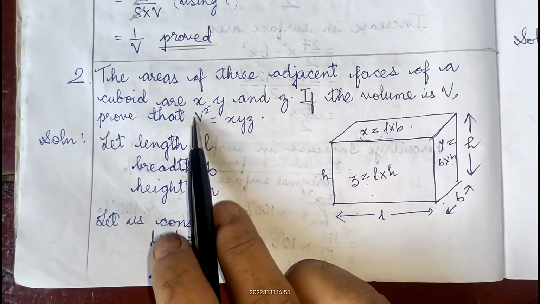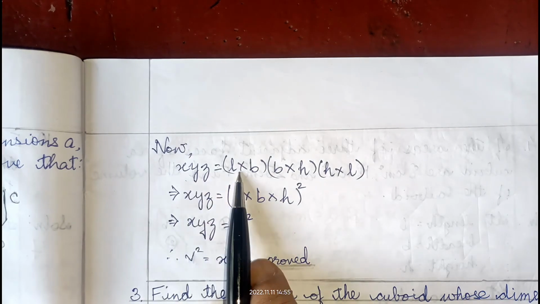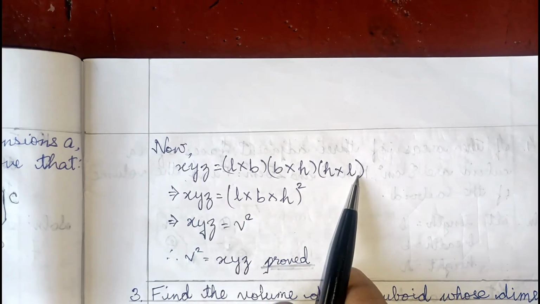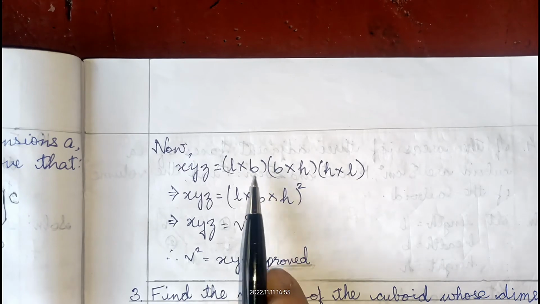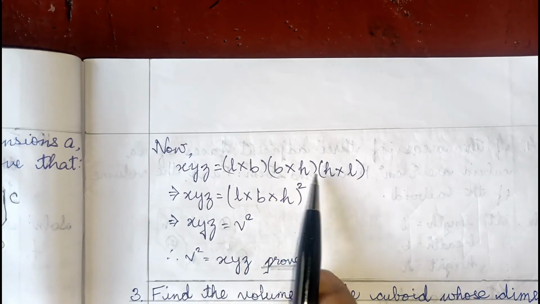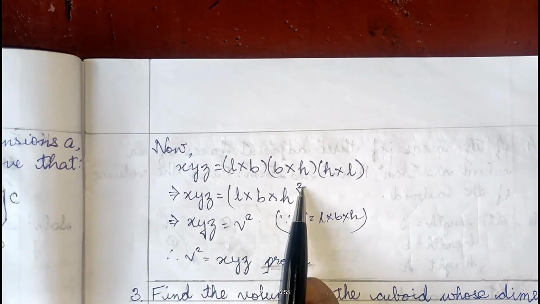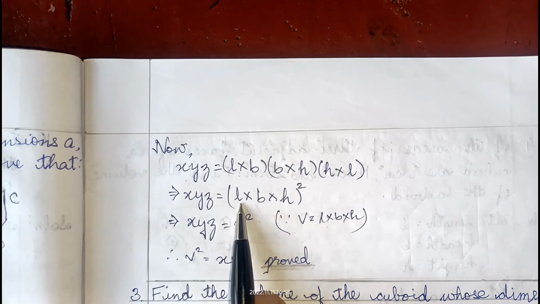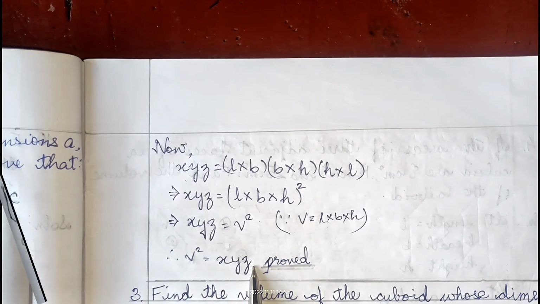Now we have to prove V square equals XYZ. Now X we know is L into B, Y is B into H and Z is H into L. So XYZ equals L into L, L square, B into B, B square, H into H, H square. Now XYZ equals (LBH) whole square. LBH, we know, is volume V. Therefore instead of LBH we can write V. So it will be V square. So XYZ equals V square, and this is what we are to prove.